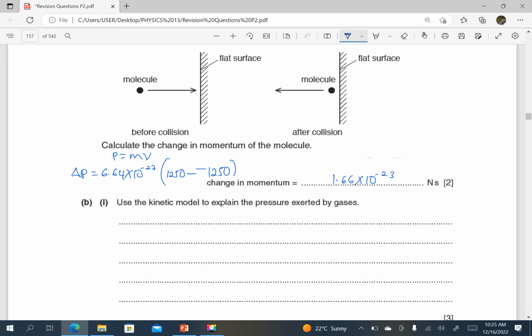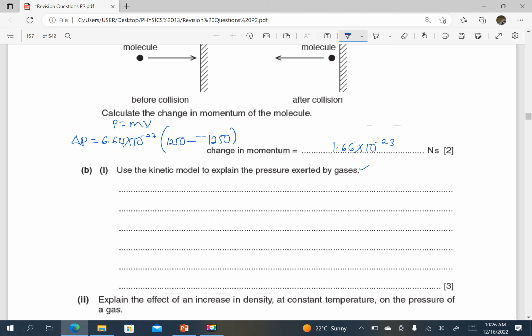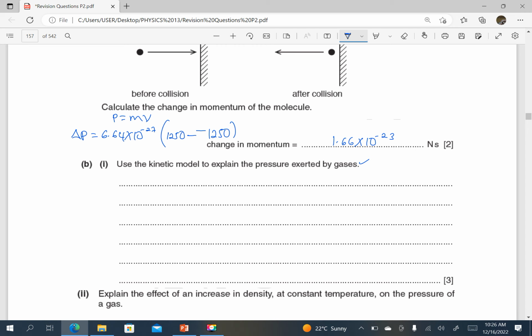Use the kinetic model to explain the pressure exerted by gases. This is a question not of AS anymore, but just for completeness, I'll answer. It is a question that we answered in ideal gases, but we shall still answer it here. A molecule will collide with the wall as illustrated in the previous part. And what happens? It rebounds. When it rebounds, there's a change in momentum.